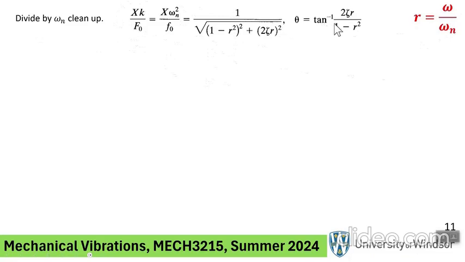And the same thing with theta. If you go back to the expression for theta that I had there, notice that if you rewrite it in terms of R, you get that. The moral story is that X, big X, is a function of R and zeta. And theta is a function of R and zeta.